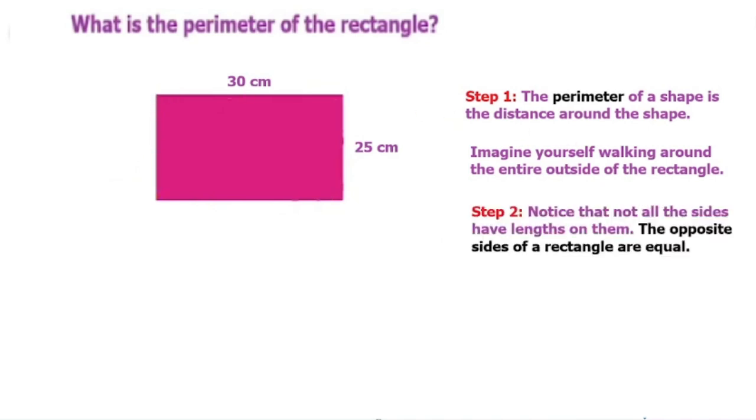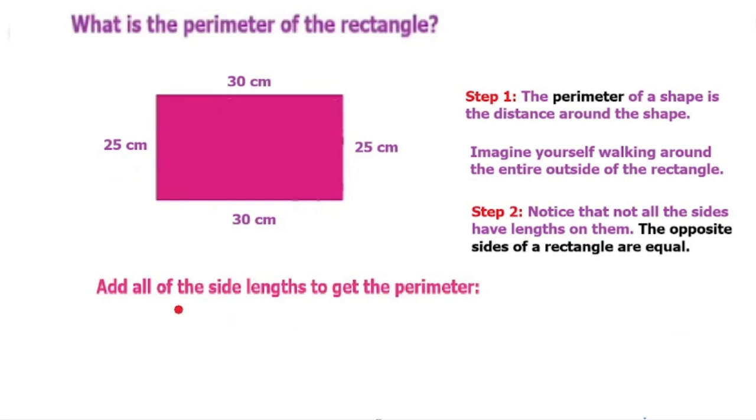The next step is to notice that not all the sides have lengths on them. And it's important to know here that the opposite sides of a rectangle are equal. So if this is 30 centimeters, then this is going to be 30 centimeters. Okay, you can see they're exactly the same length. So if this is 25 centimeters, then this is going to be 25 centimeters. So we could label that in. Okay, so they've been labeled in.